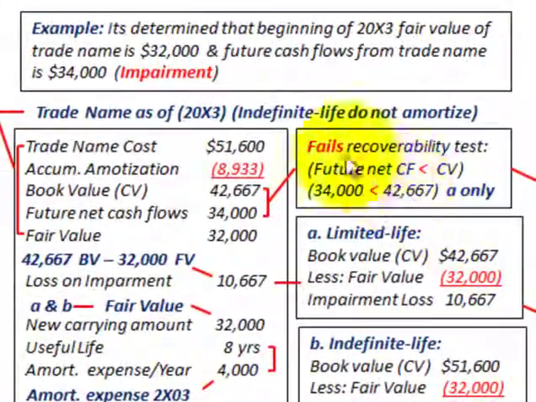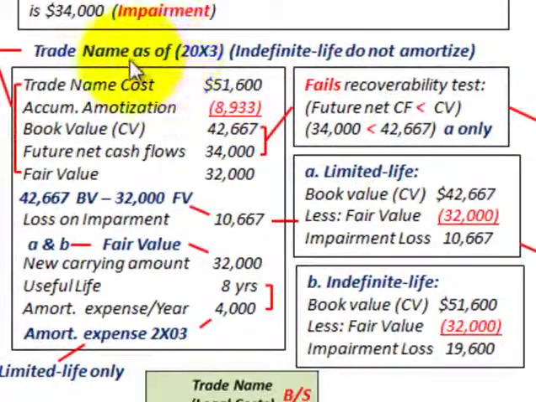So let's go look at our example. What we've got here is a trade name, and we're going to be looking at it both as an indefinite life and a limited life. It's determined at the beginning of 20x3 that the fair value of this trade name is $32,000, and the future cash flows for the trade name are $34,000. And we're going to be looking at an impairment. So this is our example.